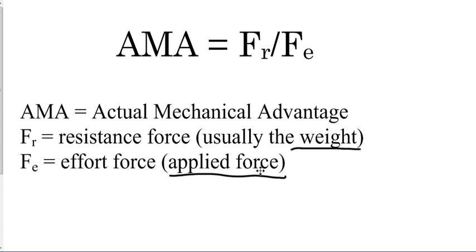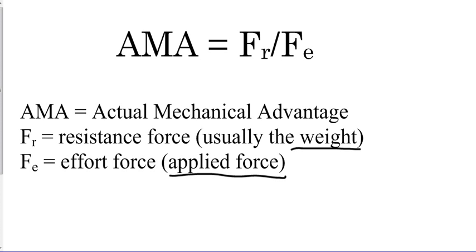Another way that I think about it is the FE, or anything with an E, is the input. It's what you are putting into the system. Whereas the FR, or any of these that have Rs, is the resistance. And this is the output of the machine, or what the system is doing at the end. The AMA is the actual mechanical advantage, and this takes into account things like friction and air resistance and other non-conservative forces.